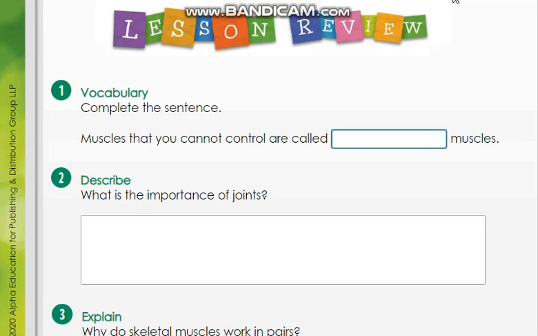Now let's move to the lesson review, page 134. The first question says, complete the sentence. Muscles that you can't control are called involuntary muscles. So here we're going to write in the space, question number 1, involuntary. Question 2. What is the importance of joints? Why are joints important? Because they connect bones together.